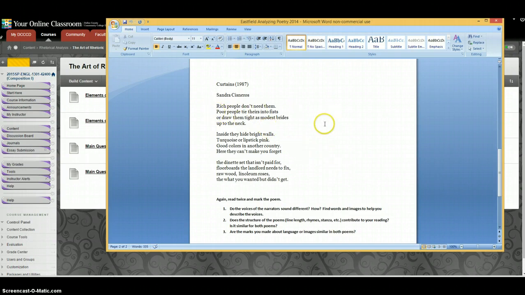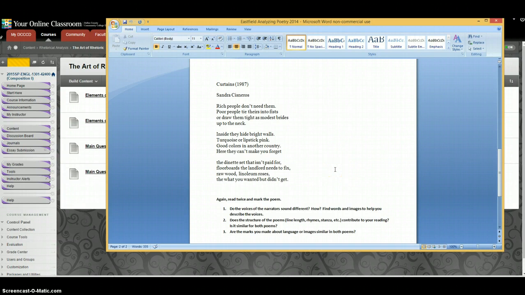Rich people don't need them. Poor people tie theirs into fists or draw them tight as modest brides up to the neck. Inside they hide bright walls, turquoise or lipstick pink. Good colors in another country. Here they can't make you forget the dinette set that isn't paid for, floorboards the landlord needs to fix, raw wood, linoleum roses, the what you wanted but didn't get.